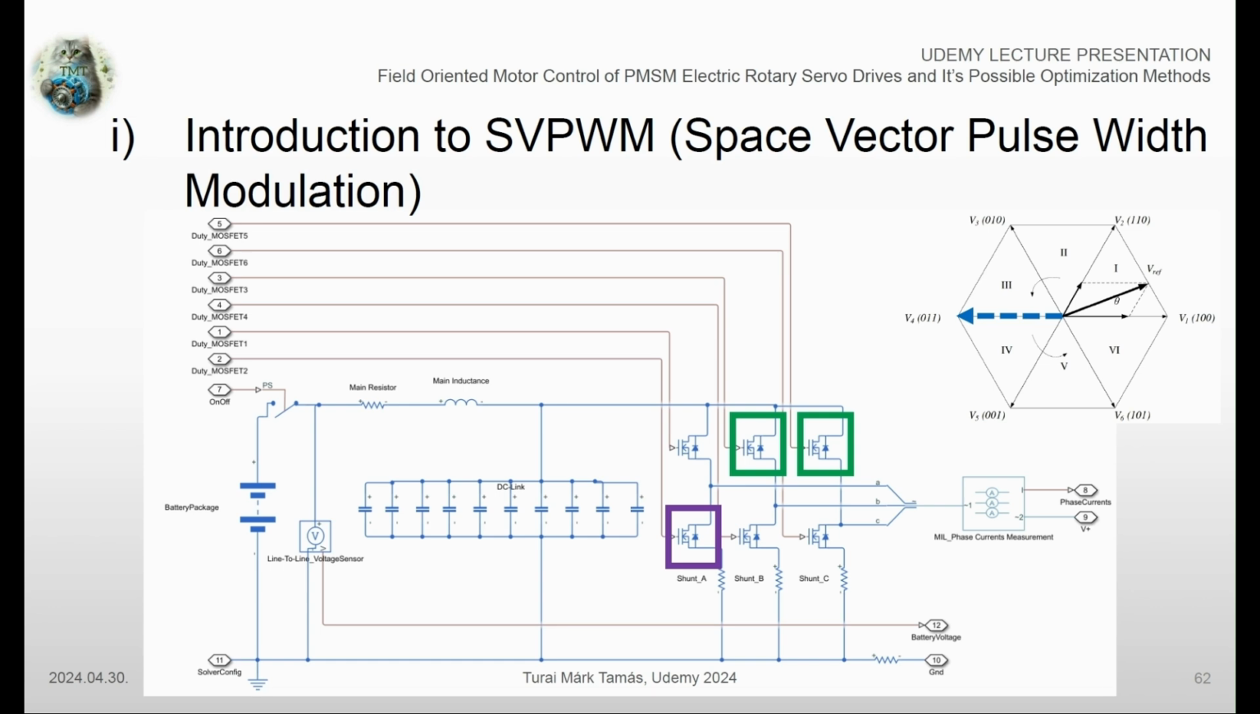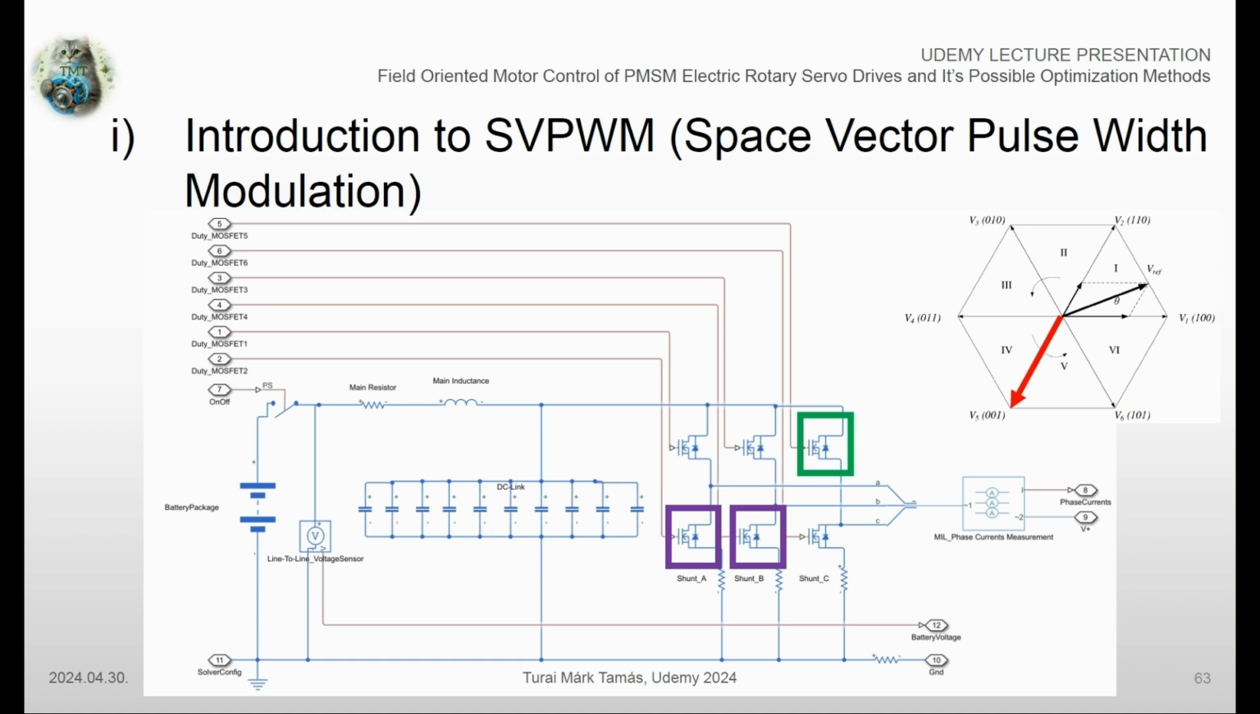In this case, the phase A low-side MOSFET is turned on, as well as the phase B and C high-side MOSFETs. In the graphical vector representation, the 0, 1, 1 combination marks the previously mentioned state of the semiconductor devices. The V5 base vector points to the positive C-axis direction in the three-phase coordinate system.